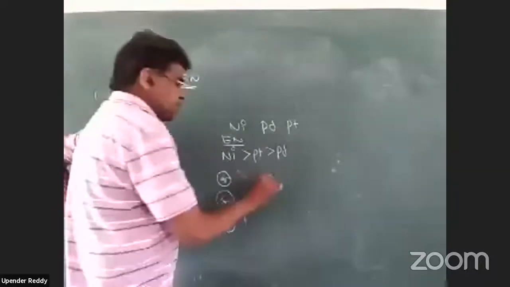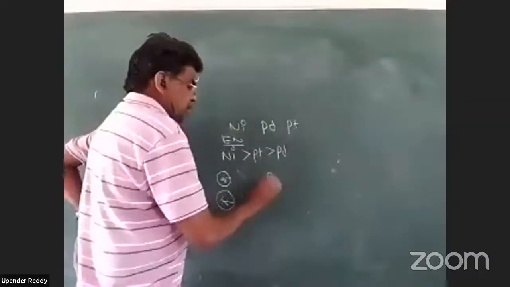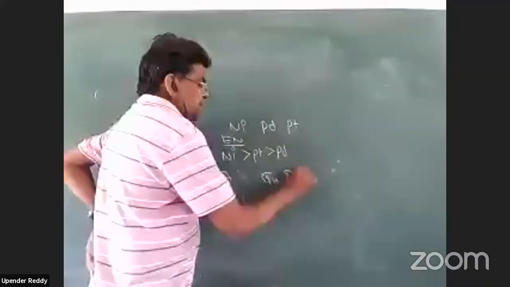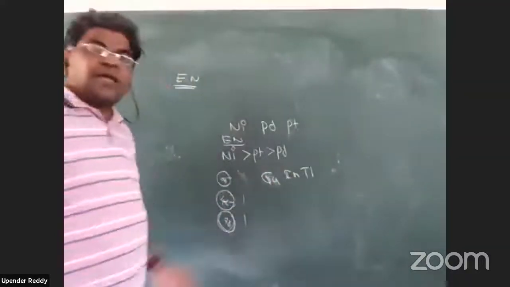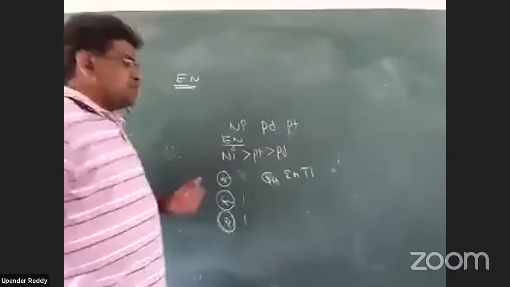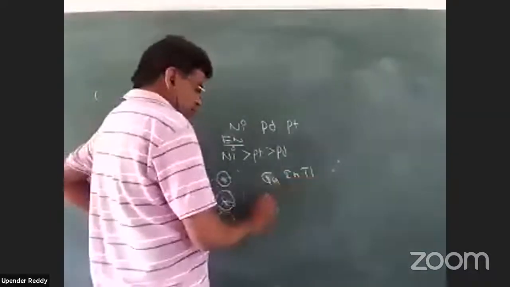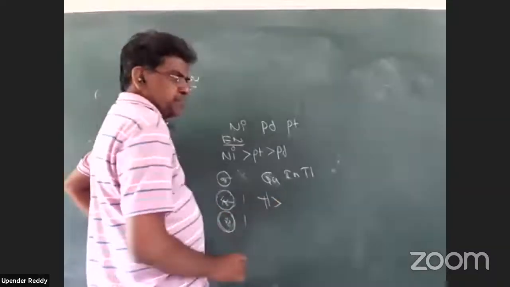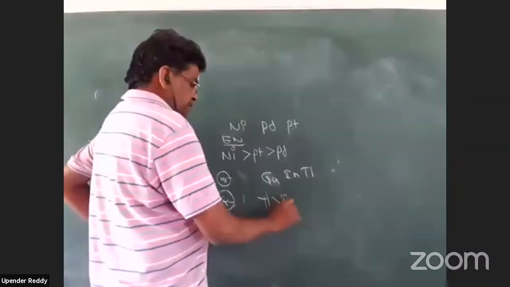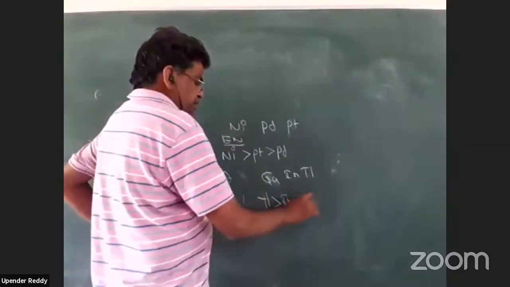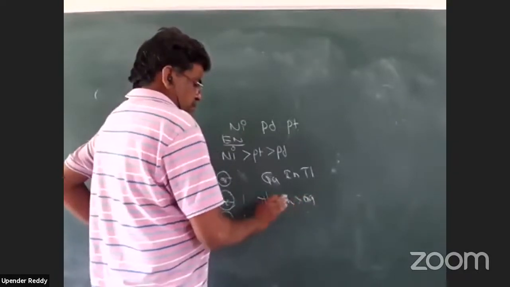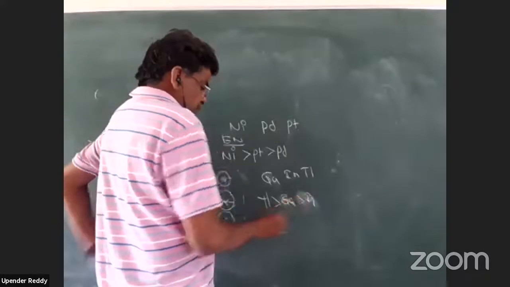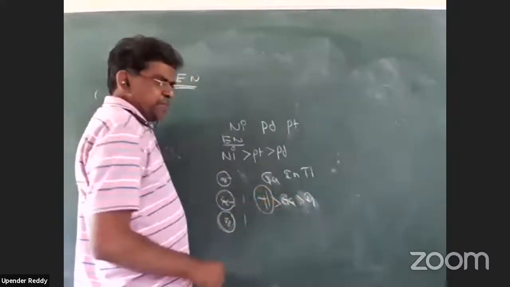Similarly, yesterday I gave boron, gallium, indium, thallium. Already, I think the third group is over to you. In that, thallium has more electronegativity than indium, followed by gallium. Sorry, gallium followed by indium. Why does thallium have more electronegativity?